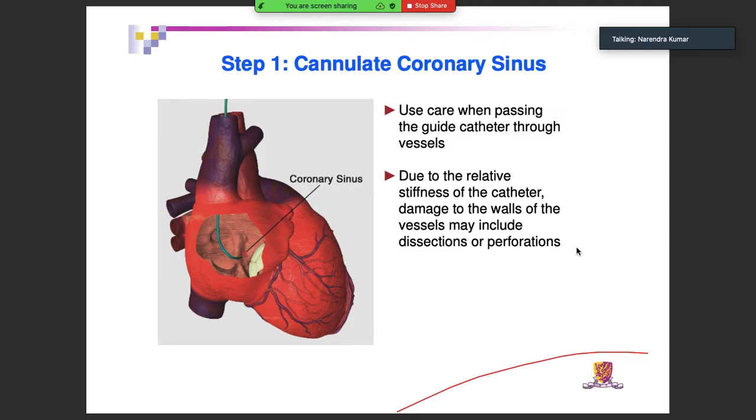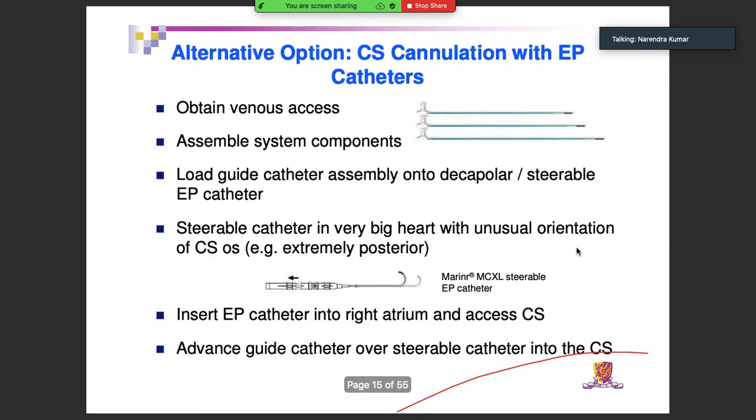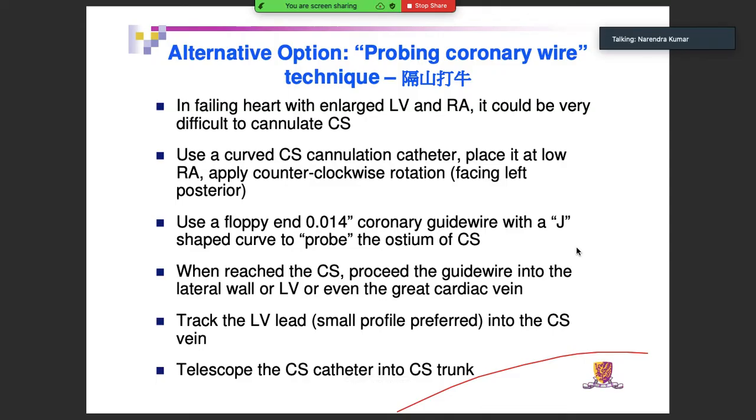And after you have done that, sometimes if you're not careful enough, people may dissect or even perforate this. If it is really becoming difficult, you may even consider using an EP catheter. For the EP catheter, what you can do is obtain venous access, put up the sheath and guide wire, which you have already put up, then a steerable EP catheter, and you put it into the right atrium and finally access the coronary sinus. The alternative option is the probing coronary sinus technique.